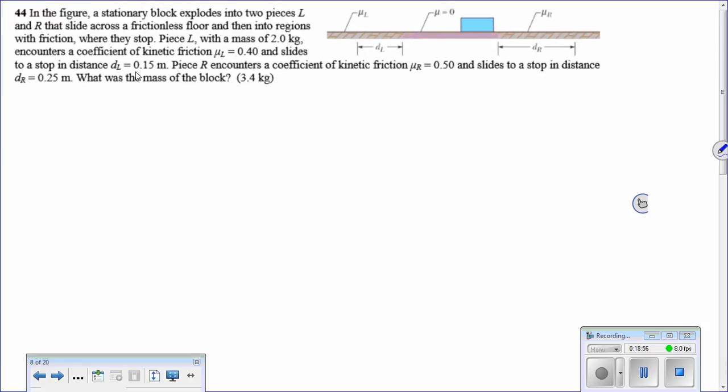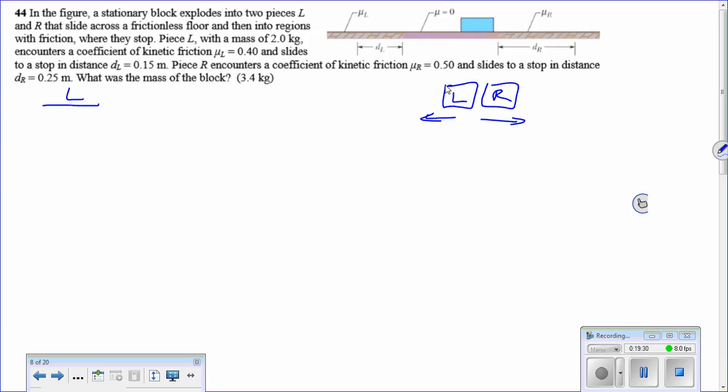All right. So in the figure, a stationary block explodes into 2 pieces, L and R. So we're going to have one piece L, one piece R. Presumably piece L is on the left and piece R is on the right, and they're going to explode this way. This chunk of the surface is frictionless, and then they slide into these little regions where there is friction. So there's friction here and there's friction here.